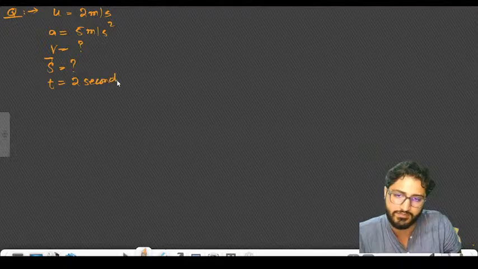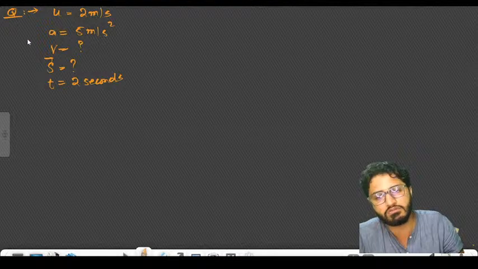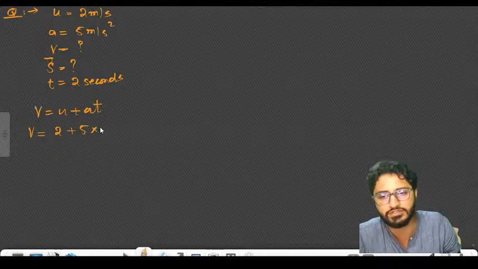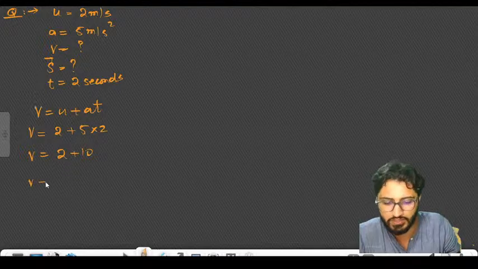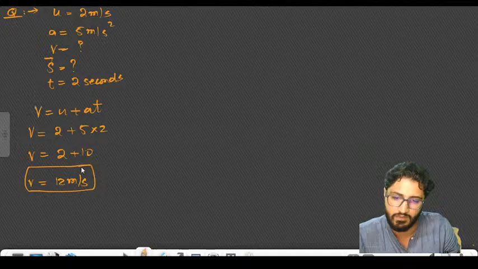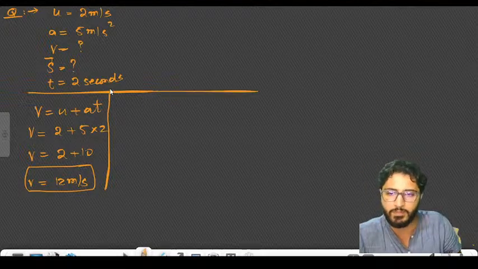So velocity we have to find out. Acceleration and u are given, so I can use v equals u plus at. u is 2, a is 5, t is 2. 5 twos are 10, so v is 12 meters per second. Yes or no? Easy.